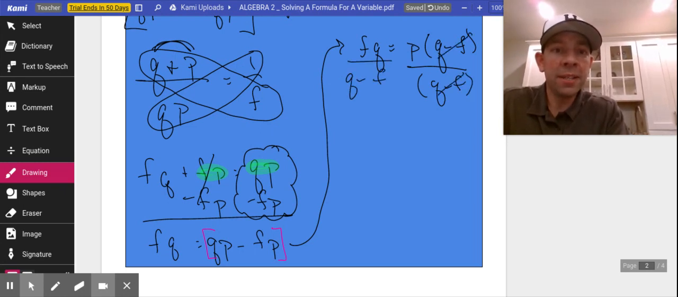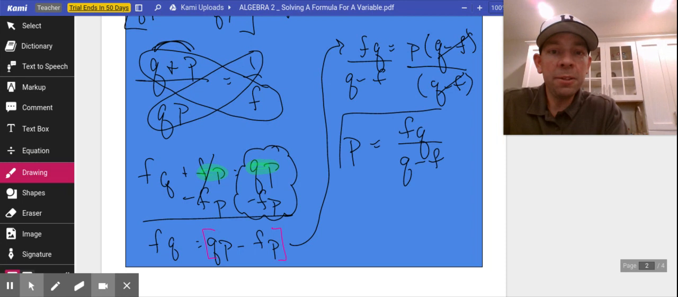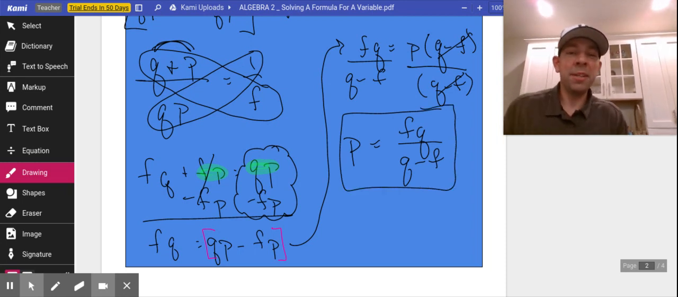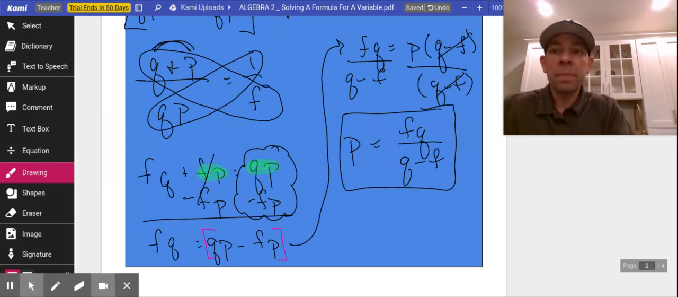So these quantities cancel. We're left with p equals fq all over q minus f. And that looks messy, but that's our final answer. Remember, we said we weren't going to get a numerical answer today. We're not getting p equals 2 or p equals 8 or whatever. We got p equals, something crazy.